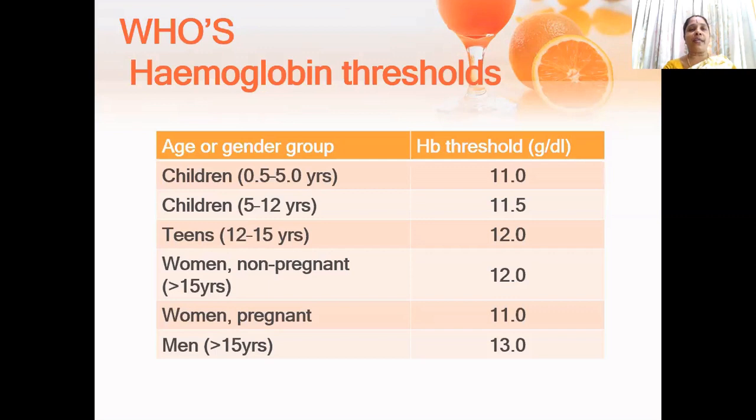Let us now see WHO's hemoglobin threshold, below which a person is said to be anemic. In children up to 5 years of age, hemoglobin has to be 11 grams per dl. In adolescents, it should be 12 grams per dl. For adult women, 12 grams. Pregnant women, 11 grams. And for men, it should be 13 grams per dl, below which they are said to be anemic.